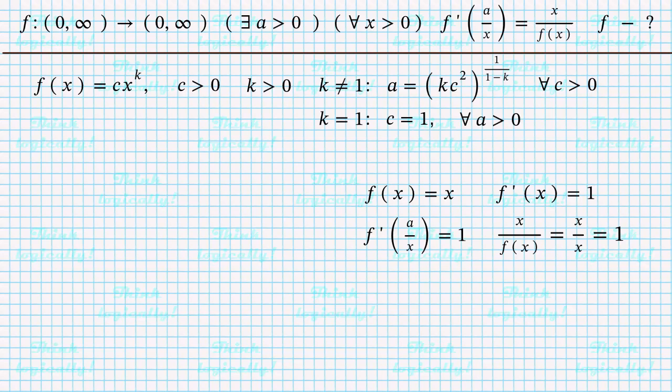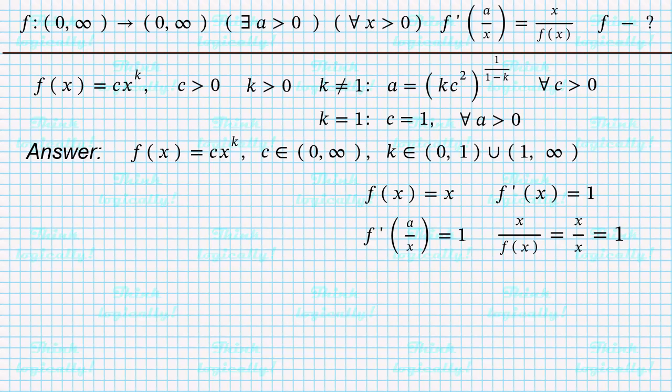Finally, we are ready to write the answer, which consists of two branches. f of x equals c times x to the power of k, where c is any positive number, while k is a positive number different from 1. The second branch is just f of x equals x.